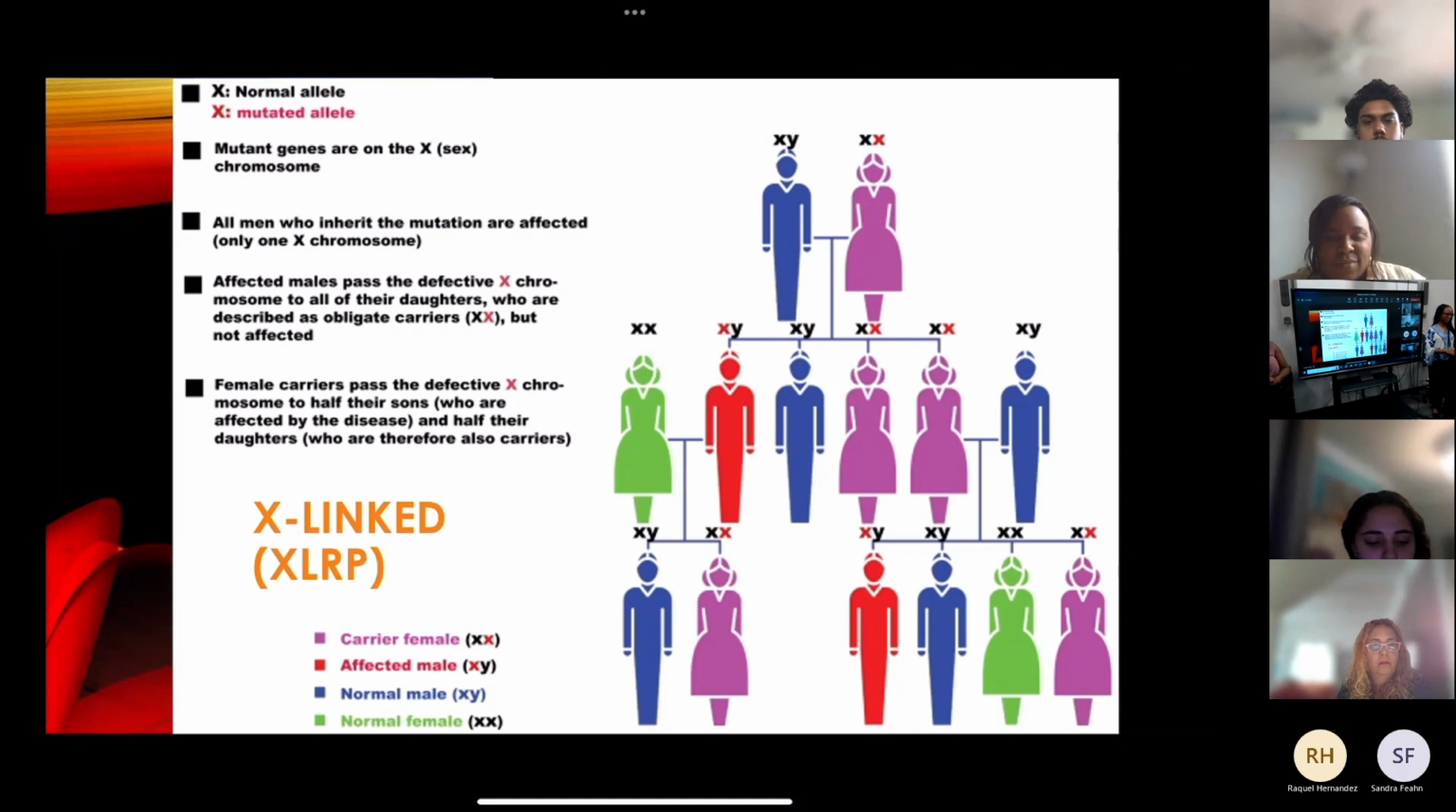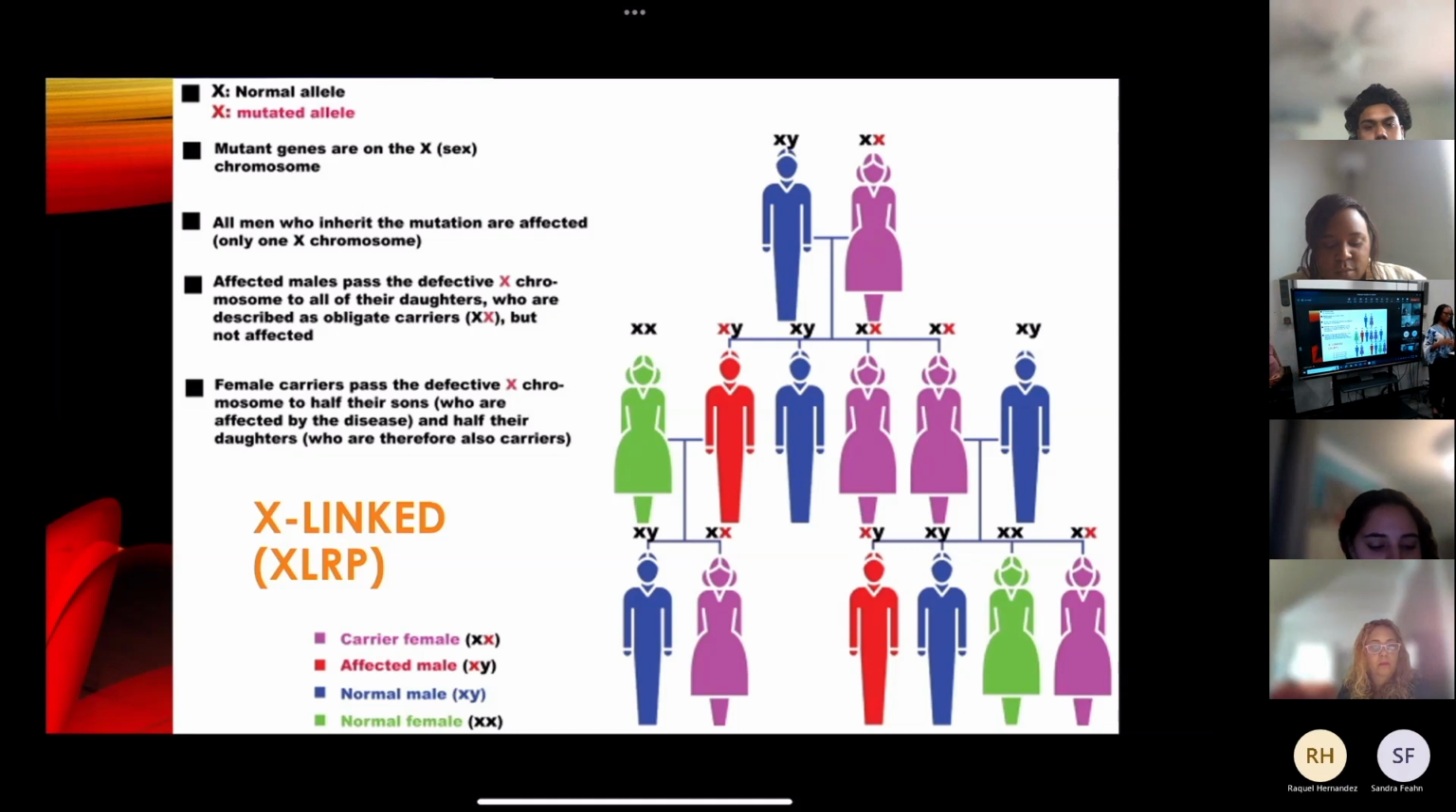Okay. The last mode of inheritance is X-linked retinitis pigmentosa, which affects about 10 to 15% of patients with retinitis pigmentosa. We see in X-linked retinitis pigmentosa a more severe phenotype in the early stages for males, whereas females show no clinically relevant symptoms. So in this category here, we see that the grandmother has the mutated allele with an unaffected husband. They have 4 children.